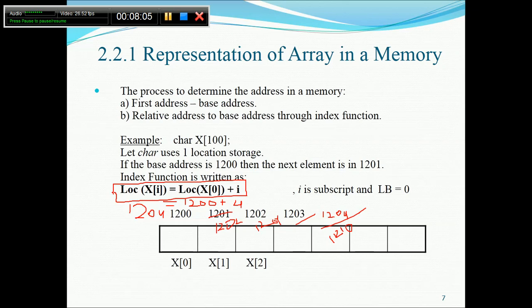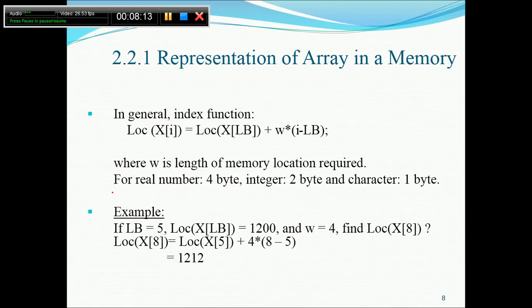Got this point? So we need something called a general formula that can fit any type of array. It could be an integer array, it could be a float array, and it still works fine for us. So we need a general index formula. The formula would be location of x[i]. I am looking for the address of this index i. So what I need is the location of the lower bound, that is the base address.